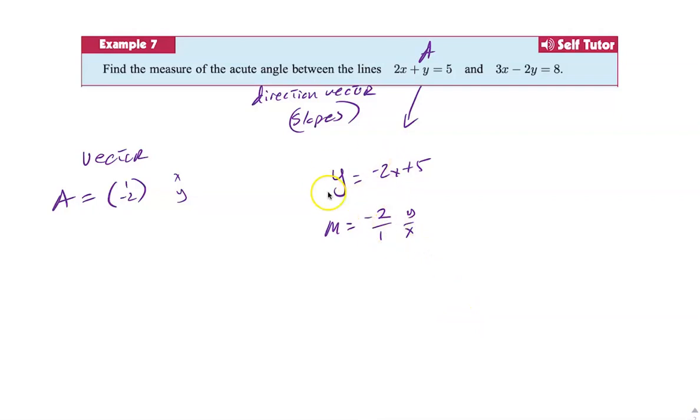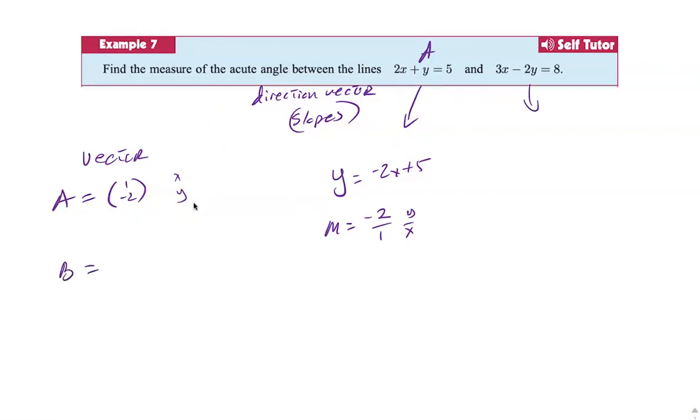So the vector equation for this line would be something like this plus my initial point, which I could plug in and find, but it does not matter. If you want an initial point, you can plug in 0 and you get the point (0, 5). But all I really care about is the direction, because all I care about is the angle between them. Now let's do the same thing for B.